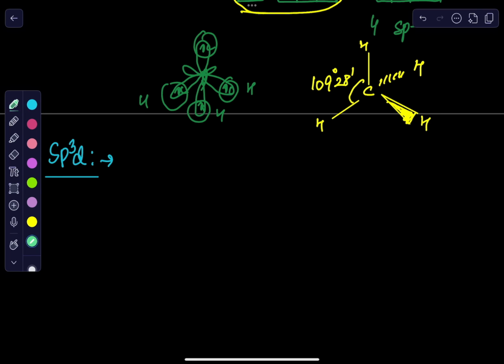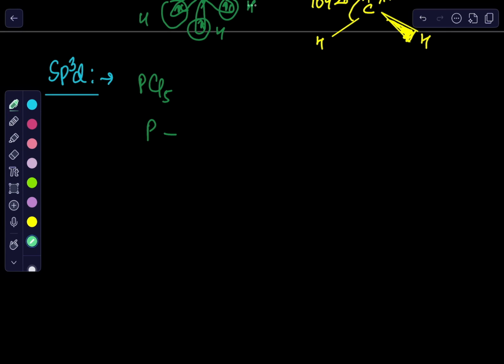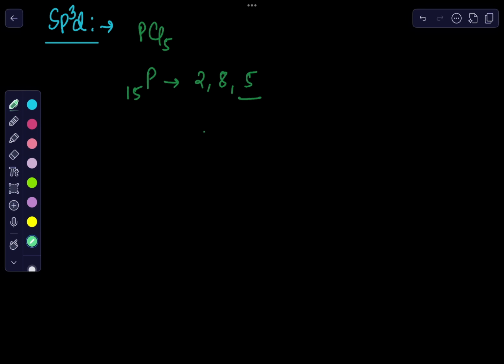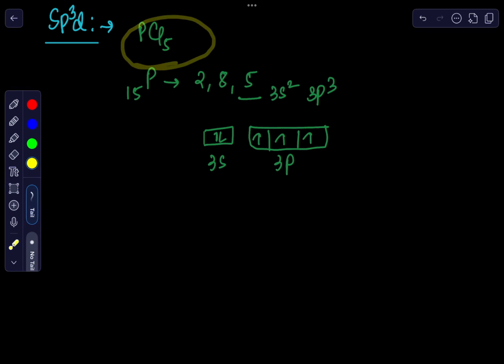Next is sp³d. We take the case of PCl₅. Here phosphorus has 5 electrons in valence shell, and they are present in 3s and 3p orbital. Again in 3s both the electrons are paired. In 3p we have 3 unpaired, but to make 5 bonds we need 5 unpaired electrons.